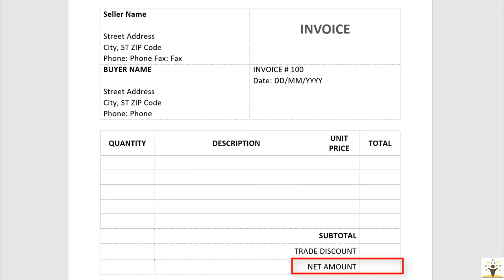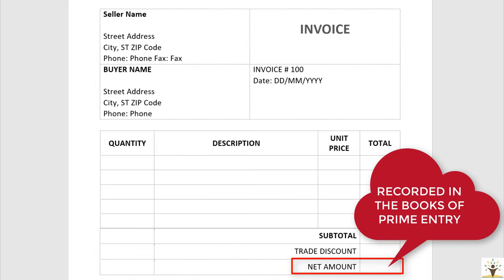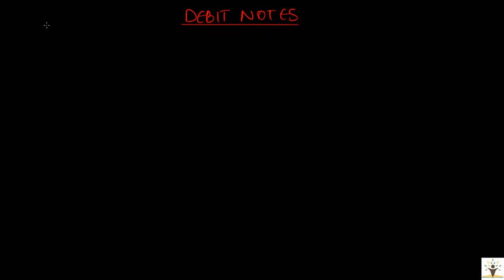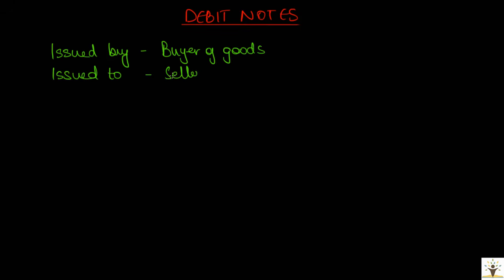When entries are made in the sales journal and the purchase journal of the seller and the buyer respectively, the net amount after the trade discount would be recorded in the books. The next document is the debit note. When the buyer intends to return the goods purchased, a debit note is issued in favor of the seller.